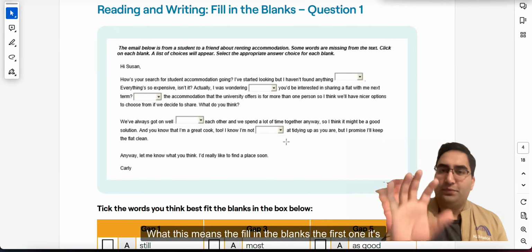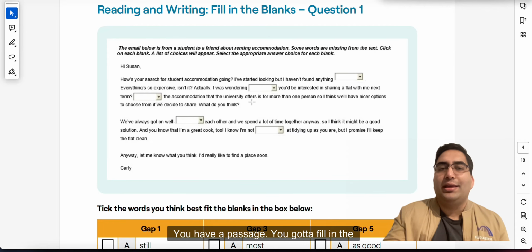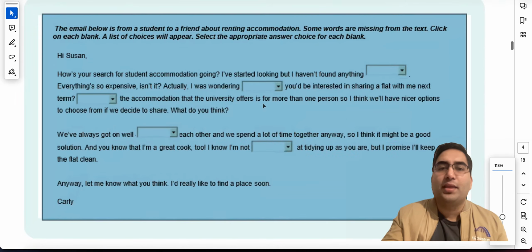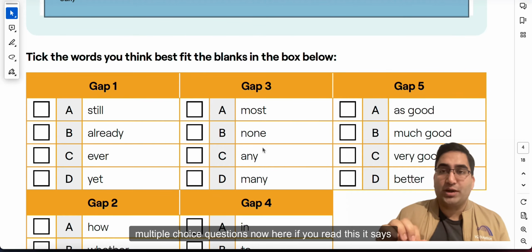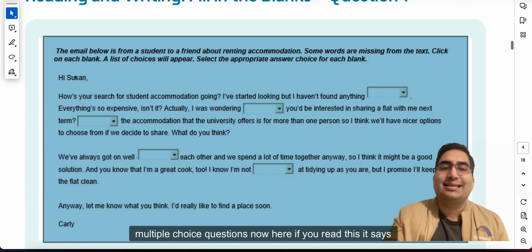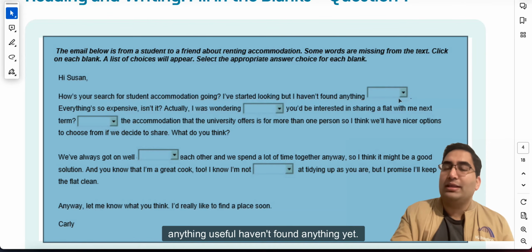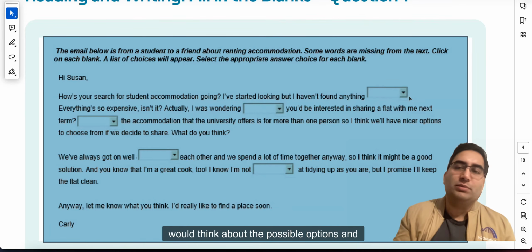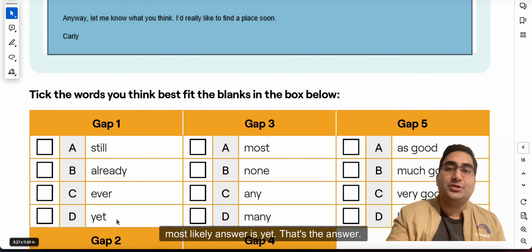The fill in the blanks, the first one, it's different than the fill in the blanks you're going to get later. Here, you have a passage. You got to fill in the blanks that you see here on your screen. And these are the options. So it's fill in the blanks plus multiple choice questions. Now here, if you read this, it says, "Hi Susan, how's your search for your student accommodation going? I've started looking, but I haven't found anything useful. Haven't found anything yet. Haven't found anything so far." You would think about the possible options. And then you go down, you check your gaps. The most likely answer is yet.